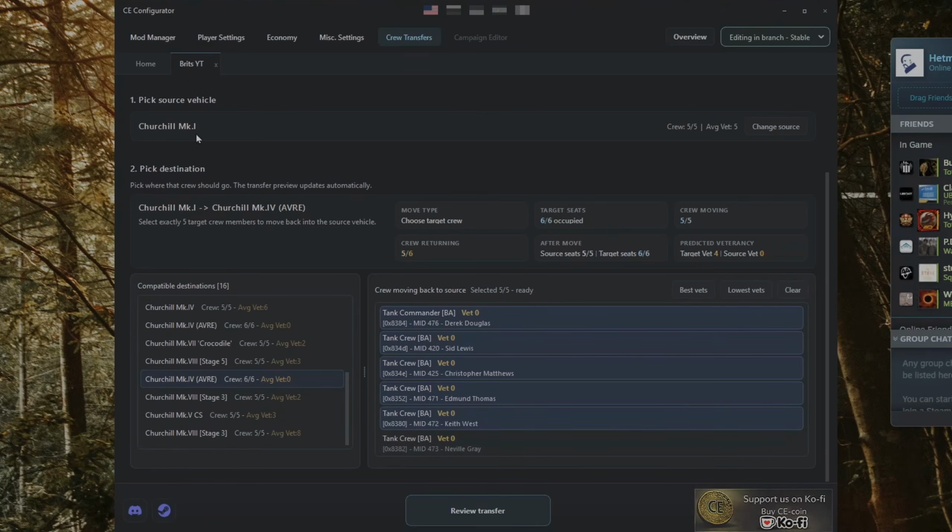So we're going to change these 5 for the other 5, but this guy is going to stay where he is. And one thing to make clear, you might say, oh, but this guy is going to ruin their veterancy, because they're level 5 and this one will be level 0.